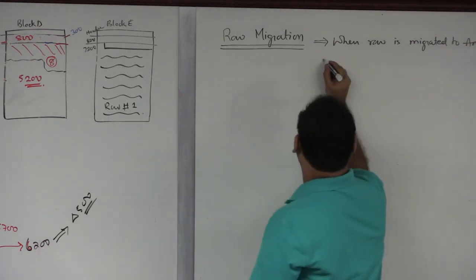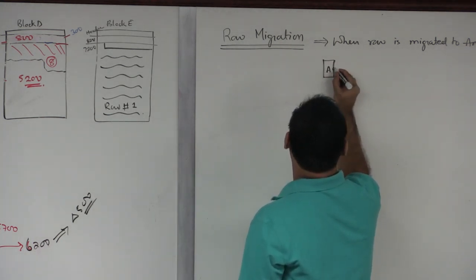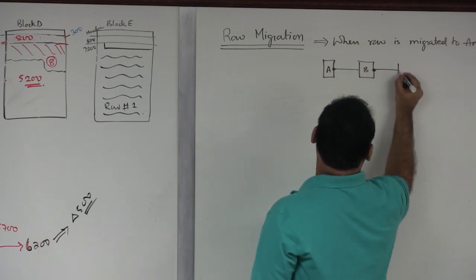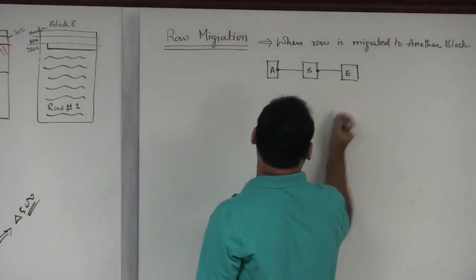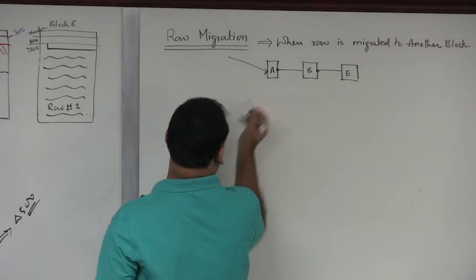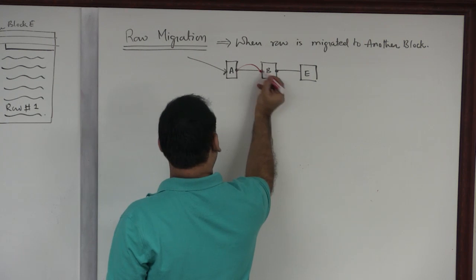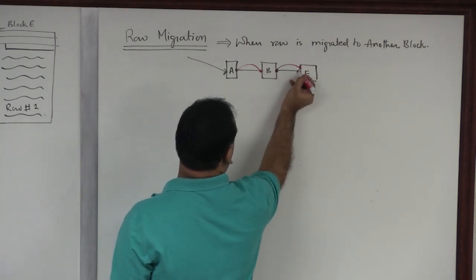Very simple. So here I'm saying block A, the row has been migrated to block B. From block B, the row has been migrated to block E. So my initial connection is still coming here. This session is saying, oh, I have to send it to you. And then this one is saying, oh, I have to send it to you.